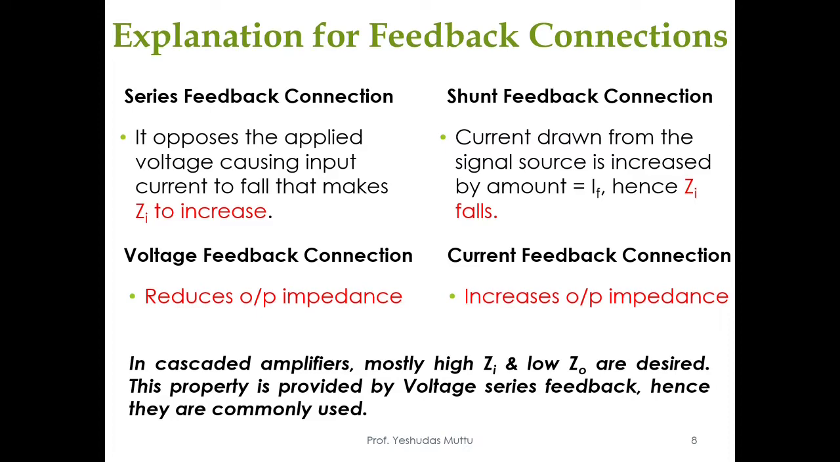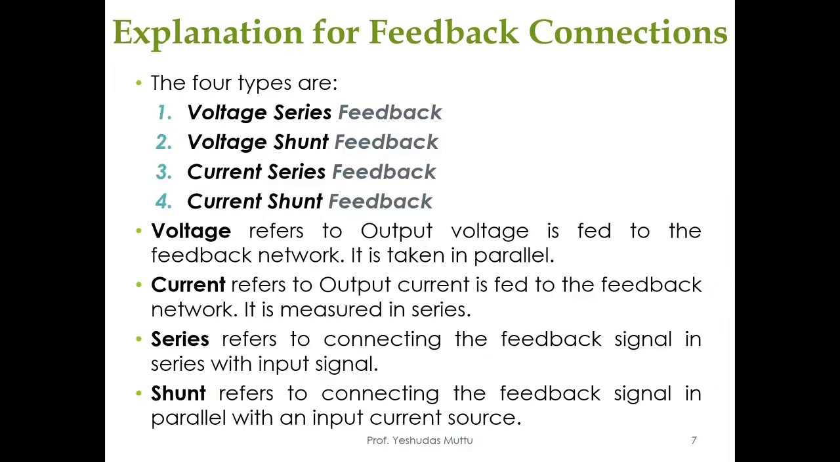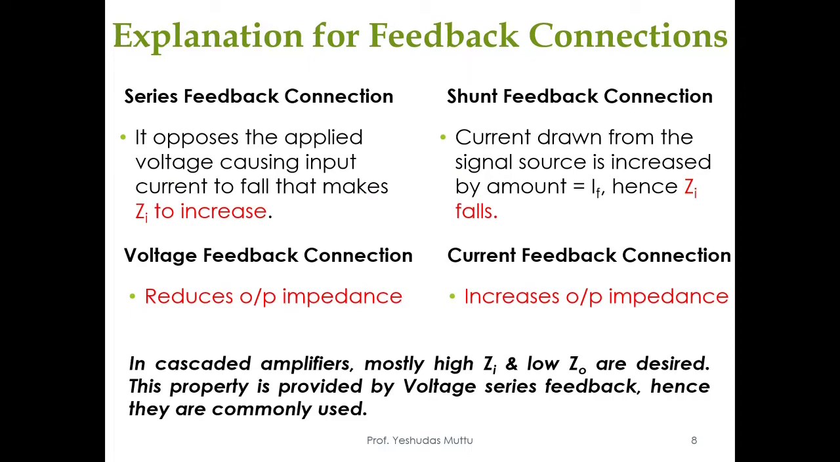Now a little more about the series feedback connection and voltage feedback connection, and similarly the current feedback connection and shunt feedback connection. We are going to study this in more detail. Usually it has been observed that the series feedback connection tries to increase the input impedance, and the shunt feedback connection tries to decrease the input impedance. Similarly, the voltage feedback connection tries to decrease the output impedance, and the current feedback connection tries to increase the output impedance. This is what we are going to see in detail.